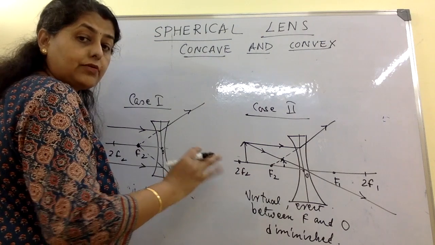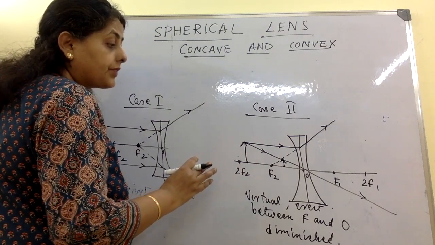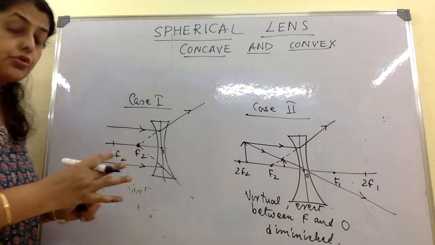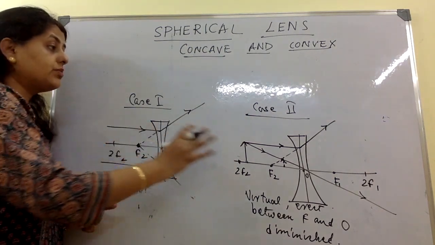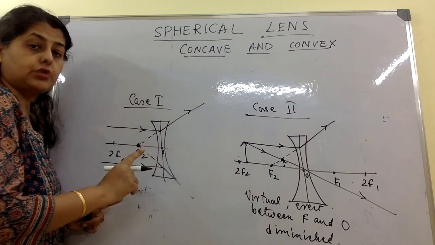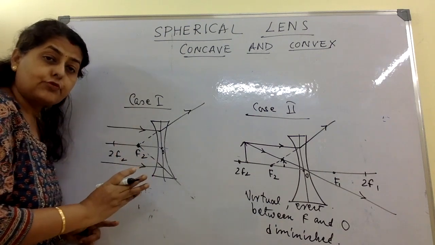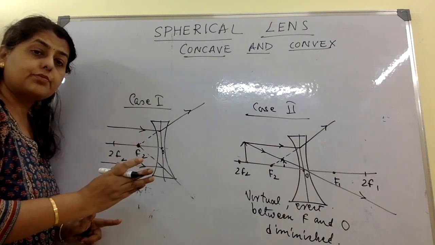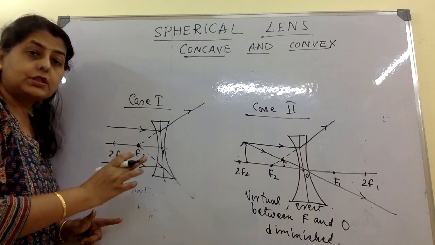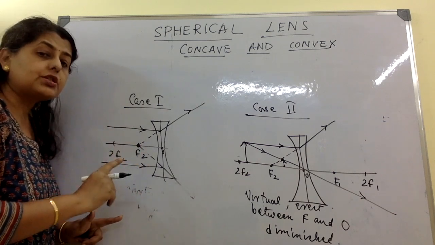Now I want to tell you here, you should note one thing, that both the images of concave lens are only virtual. Okay, and both of them are diminished. We have one virtual image in convex lens, which is virtual but it is enlarged. So that is something you must remember.